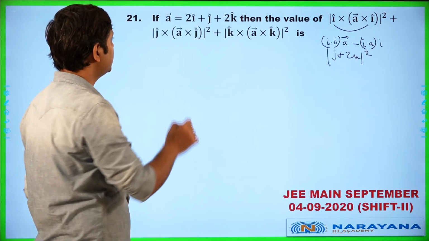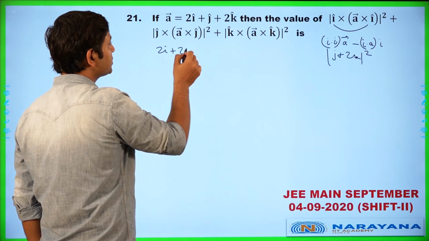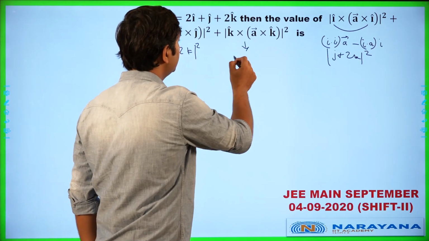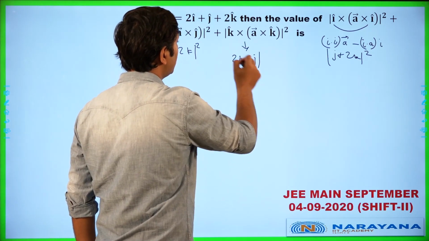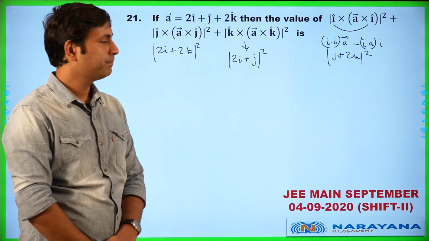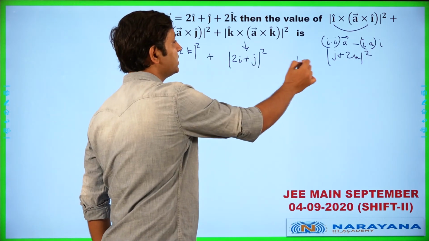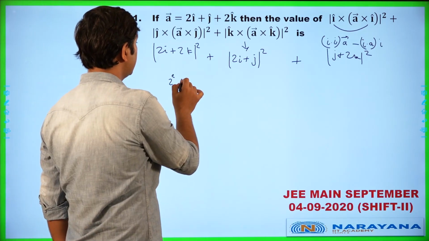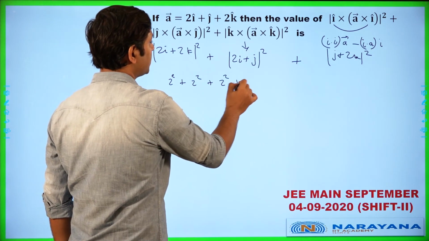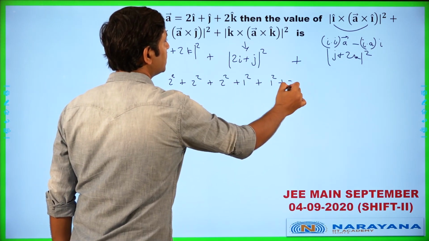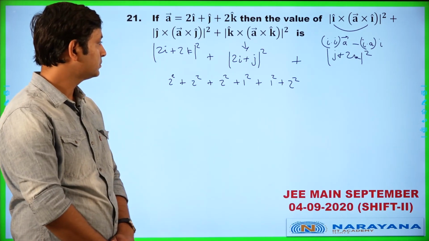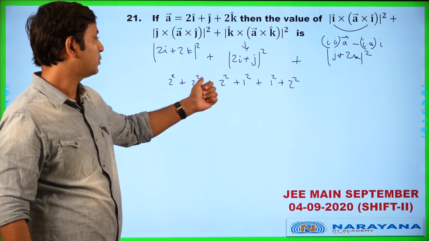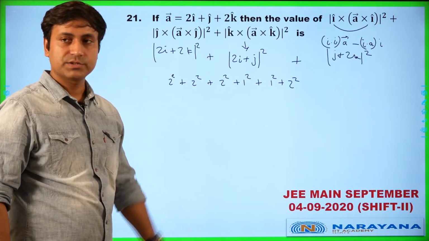Similarly, this expression will be |2i + 2k| whole square, and this expression will be |2i + j| whole square. We need to find the sum of these 3 expressions. As we know, it will be 2 square plus 2 square plus 2 square plus 1 square plus 1 square plus 2 square. This is 4 plus 4 plus 4 plus 4, that is 16, plus 2, 18.